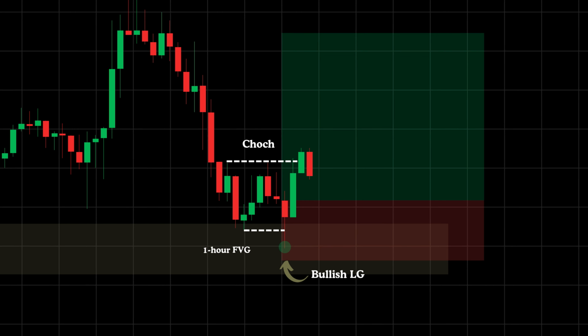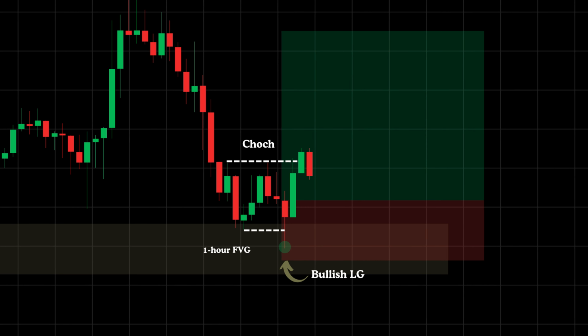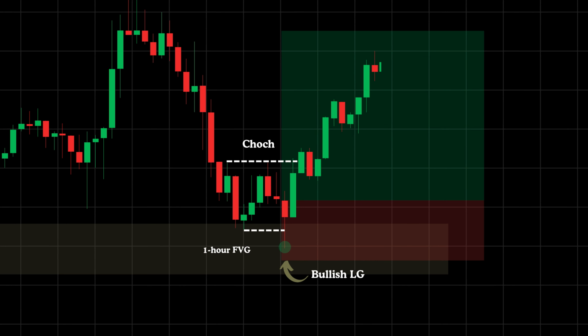Now it's time to take the trade. Set your stop loss just below the low of the liquidity grab, and aim for the next significant level visible on the higher time frame.